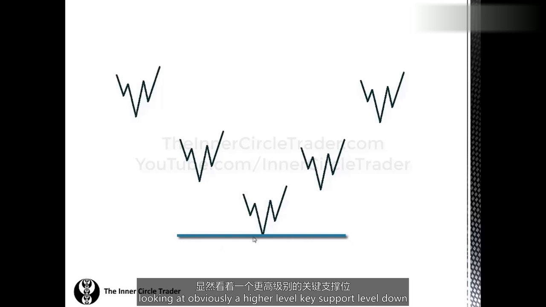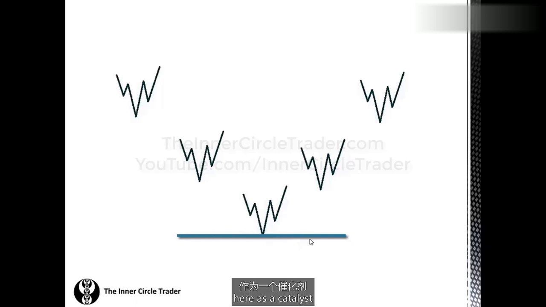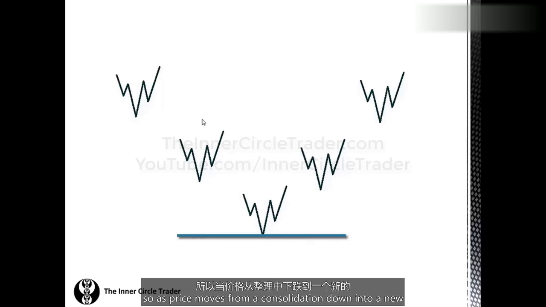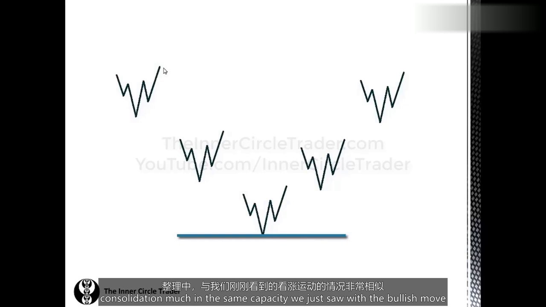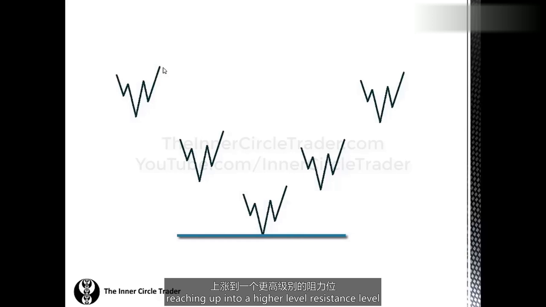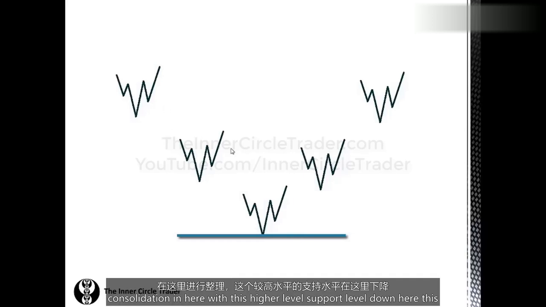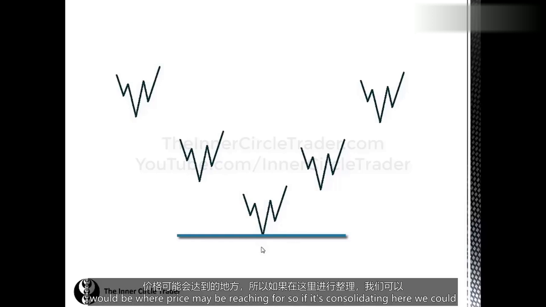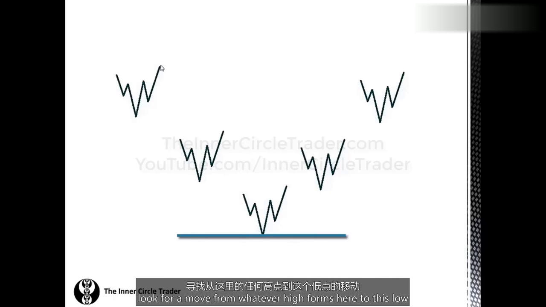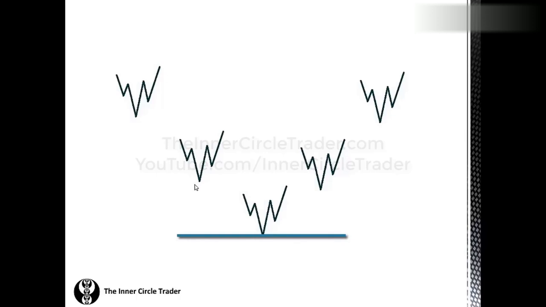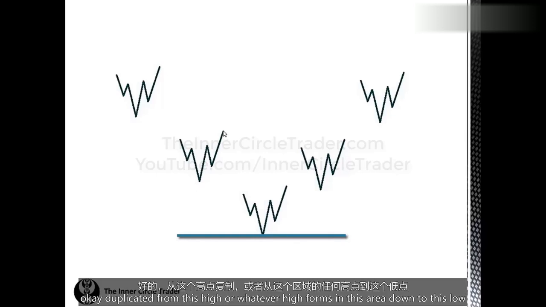Okay, so you would apply these concepts with all the other concepts we've previously discussed, but looking at obviously a higher level key support level down here as a catalyst. So as price moves from a consolidation down into a new consolidation, much in the same capacity we just saw with the bullish move reaching up into a higher level resistance level, we could be seeing a consolidation in here with this higher level support level down here. This would be where price may be reaching for. So if it's consolidating here, we could look for a move from whatever high forms here to this low, duplicated from this high or whatever high forms in this area down to this low.